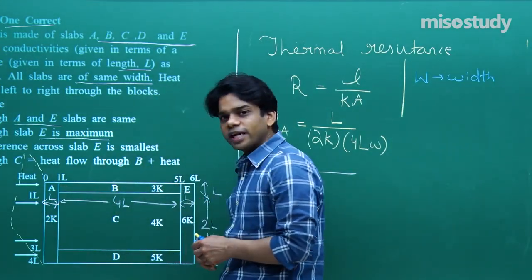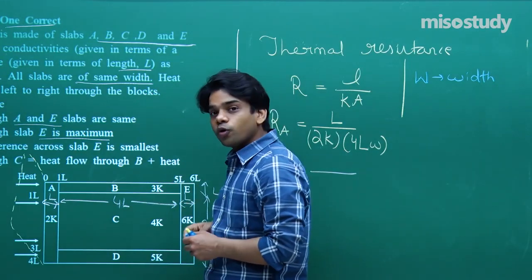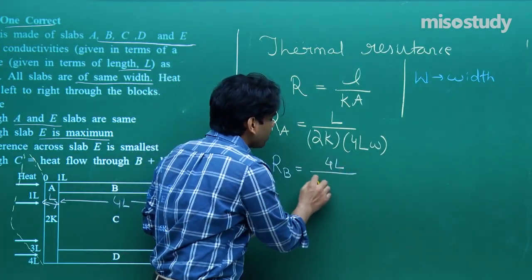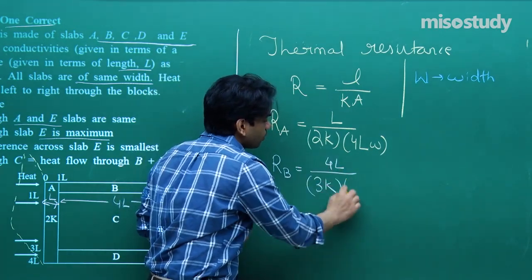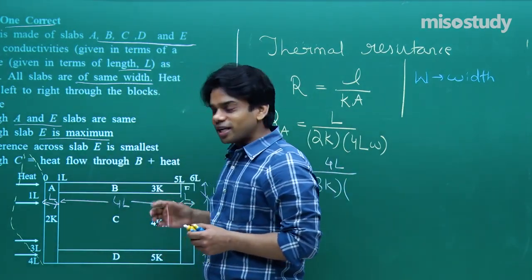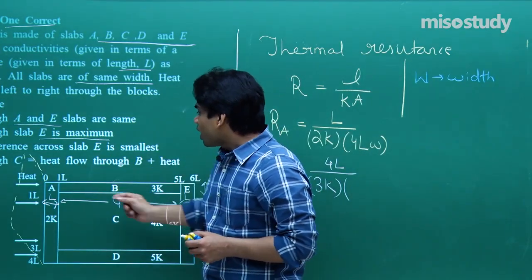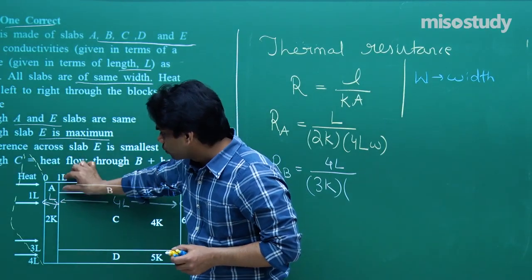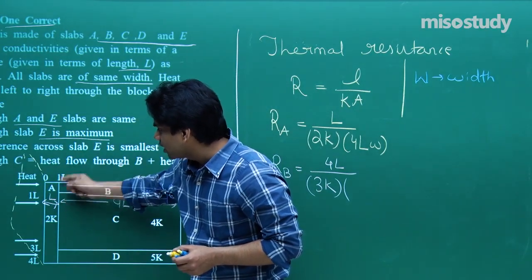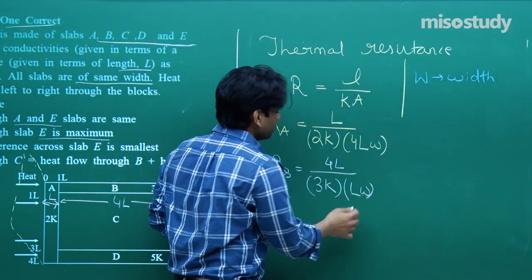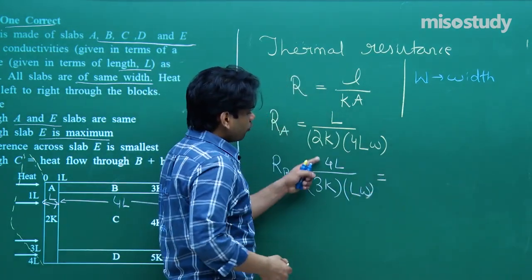For the B part, resistance of B, this is the B slab, its length is from 1L to 5L, that is 4L. So 4L is the length and K is 3K. So 4L divided by 3K multiplied by its area. Again its width will be W. Now the area will be, this length is L, L into W. So you will be getting here L into W.